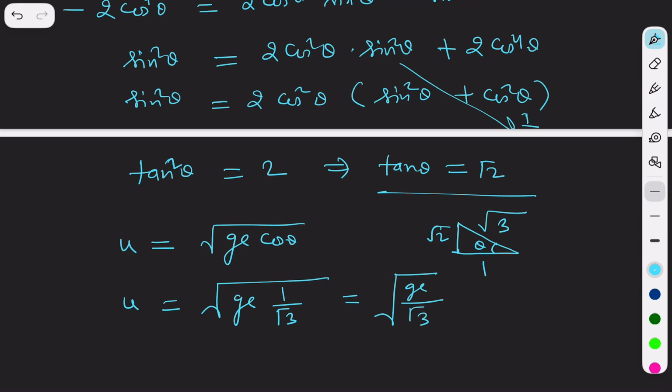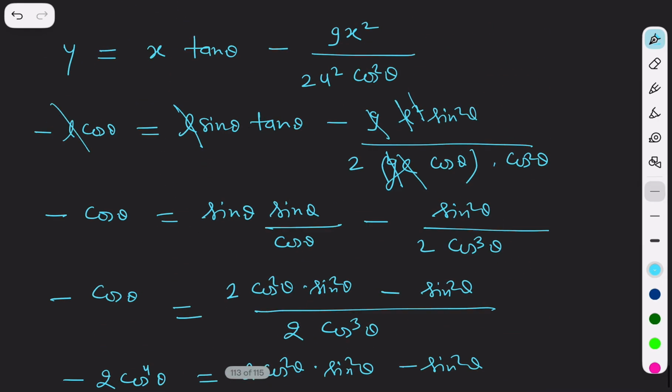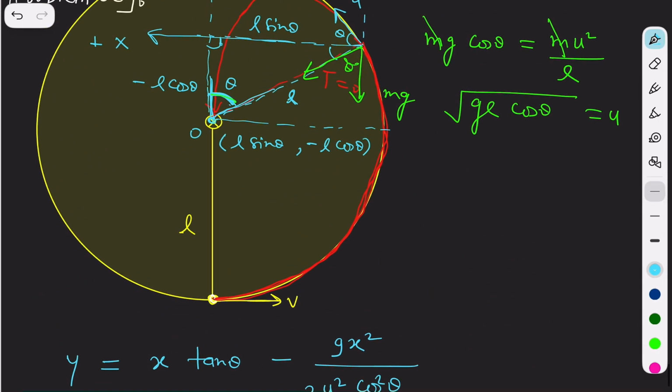Now we can find out v. So how do we get v? In that case, let's say this angle right now, I am calling this angle alpha. This is our angular position from the start.